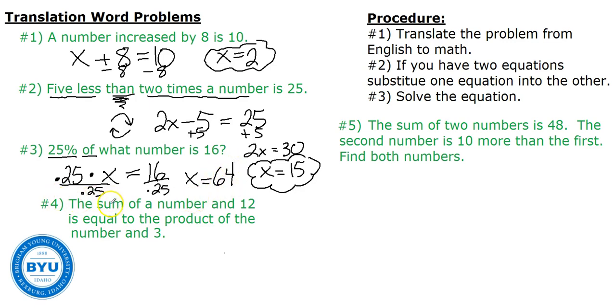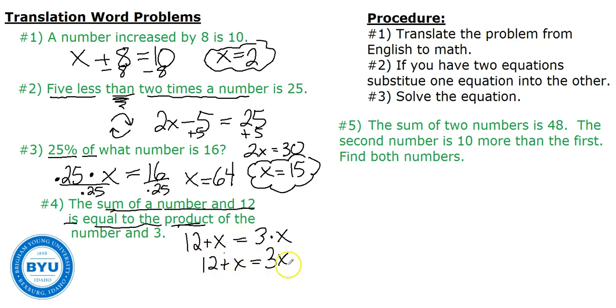Okay, number 4. The sum of a number. Sum means addition. The sum of a number and 12. So that would be 12 plus x is, we got to put an equal sign, equal to the product of the number and 3. Now, product means multiply. So that would be 3 times x. Okay, so we got 12 plus x equals 3x. Let's minus the x over. We would get 12 equals 2x. So that means when we divide by 2, x equals 6.